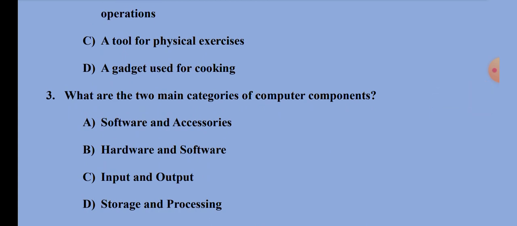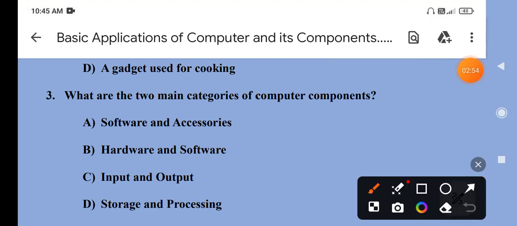What are the two main categories of computer components? We have four options. Option A, software and accessories. Option B, hardware and software. Option C, input and output. And option D is storage and processing. The right option to this question is option B, that is hardware and software. Actually, the computer components are classified into hardware, that is physical parts, and software, that is programs and data. Okay, so you can choose the option B for this. Okay, moving to our next question.